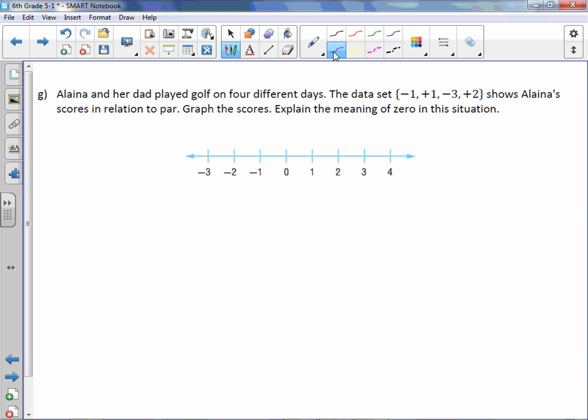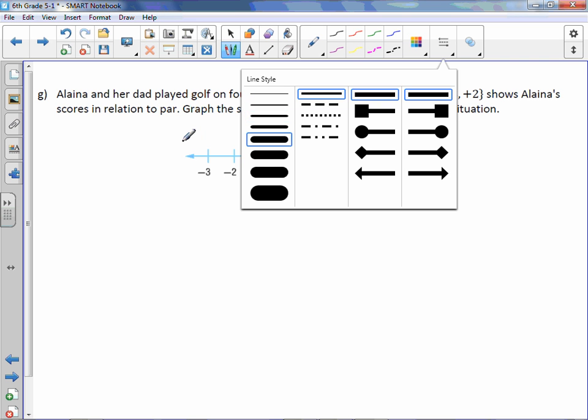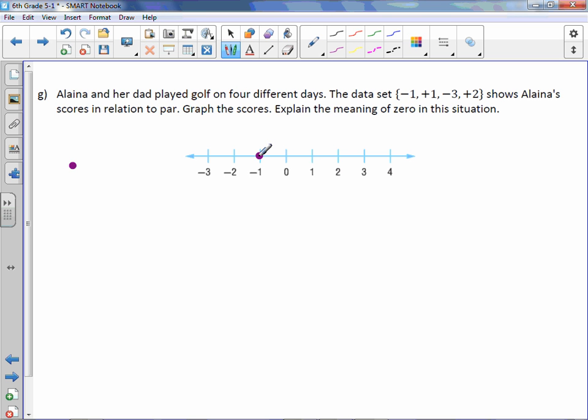Letter G. Elena and her dad played golf on 4 different days. The data set, -1, +1, -3, and +2, shows Elena's scores in relation to par. Graph the scores, and explain the meaning of 0 in this situation. So -1, +1, -3, and +2. Now 0 in this situation, we are talking about golf.